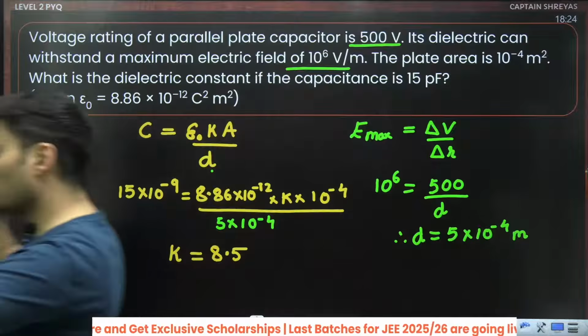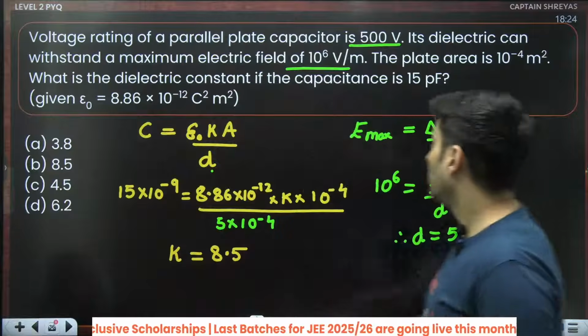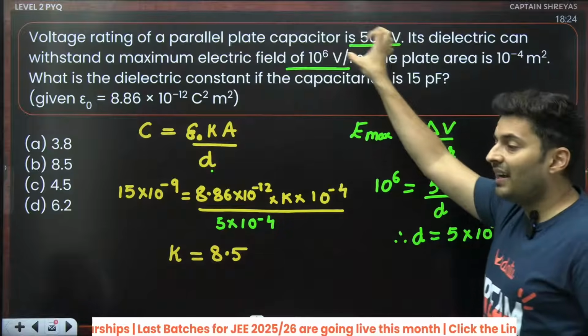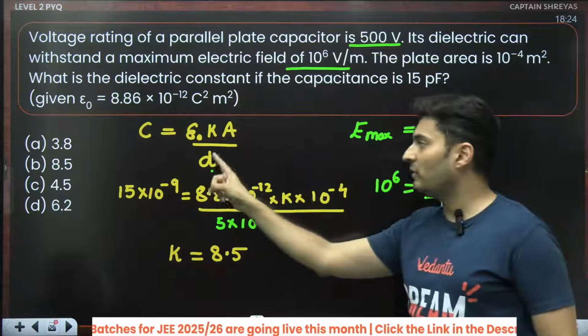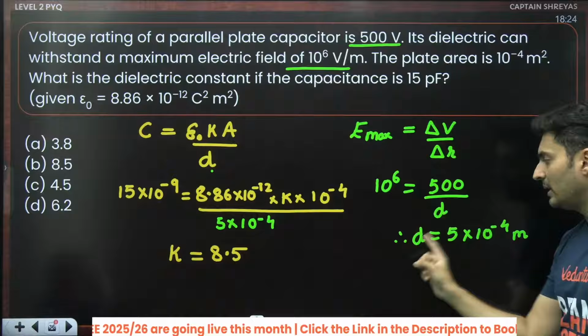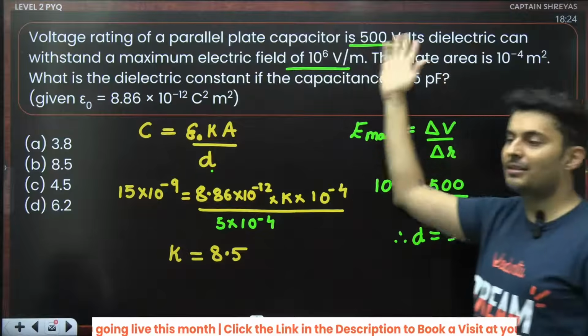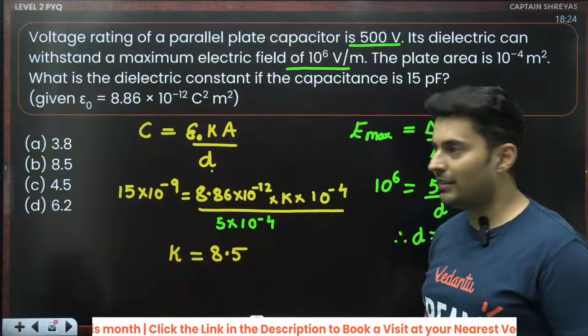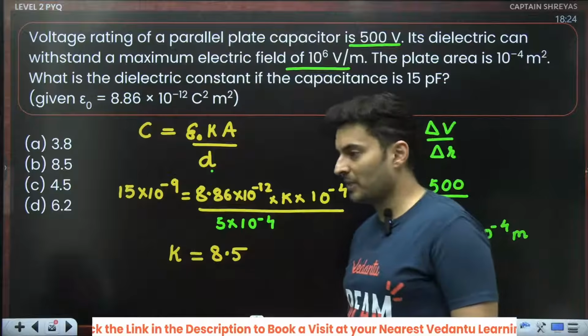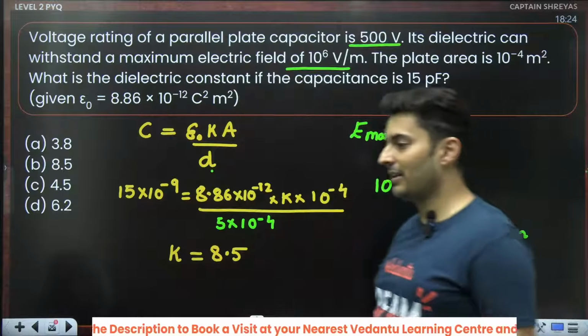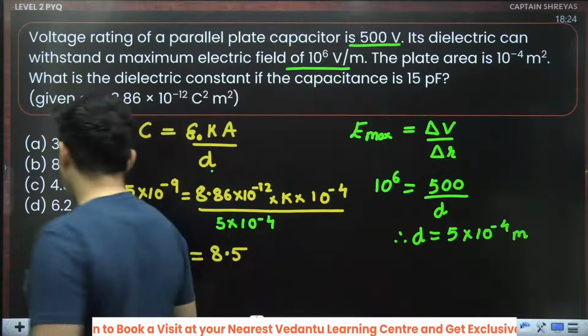Clear? So we had to use two different formulas. This information was needed so that I could solve it for finding the unknown distance between the plates. Otherwise, this information was not needed if D was already given. It was given only for a particular reason. Cool? I hope that is understood.